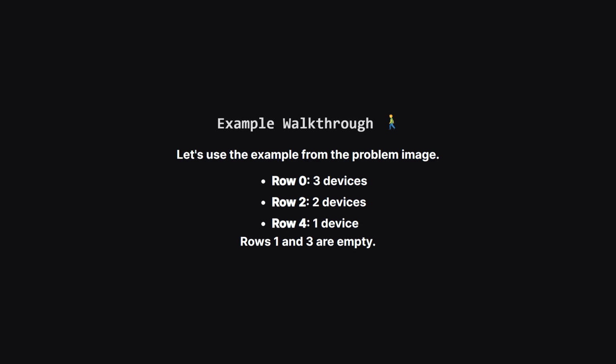Let's walk through the example from the problem description. Imagine the first row with devices has 3 of them. The next row with devices is a couple of floors down, and it has 2 devices. Every device on the first floor will connect to every device on the second. So that's 3 times 2, which gives us 6 beams.